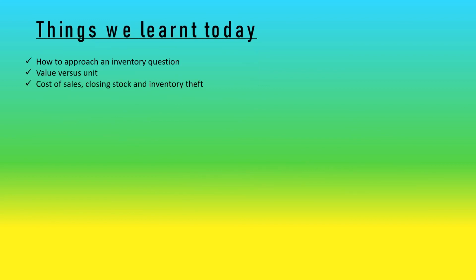Okay, so the things we've learned today are how to approach an inventory question. We've not only learned the numbers and formulas, we've also learned how to deal with things that are more logical in a business. So think of these things during your question, and these will help you get your marks for all your theory questions. Also remember to calculate to determine if you need to use a value or a unit. Also, we've learned how to calculate the cost of sales, closing stock, and inventory theft. Irrespective of the method you're using, FIFO, weighted average, or specific identification, the method will remain the same.